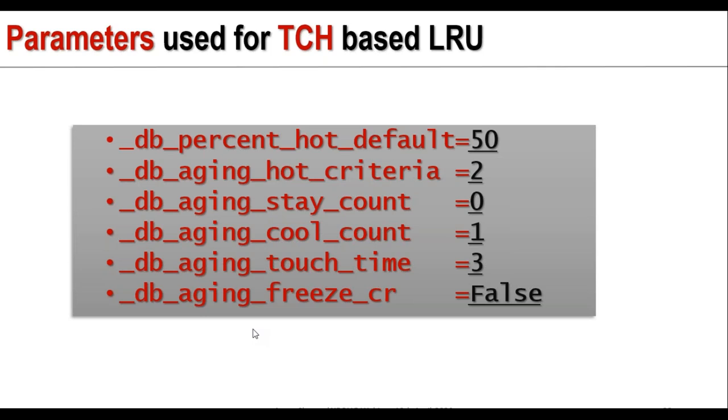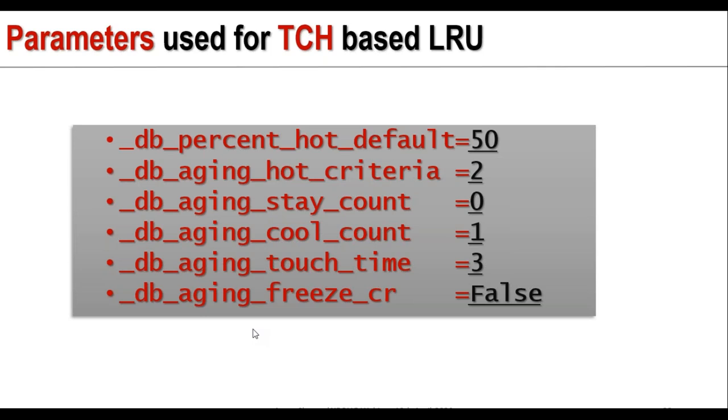The hot area is controlled by 50, which means this is a 50% division. The hot criteria parameter is set to 2. So that means your buffer should have a touch count of at least 2, or more than 2, to be considered hot. The buffer is cooled down to 0, and then in the LRU linked list, it is reset to 1.